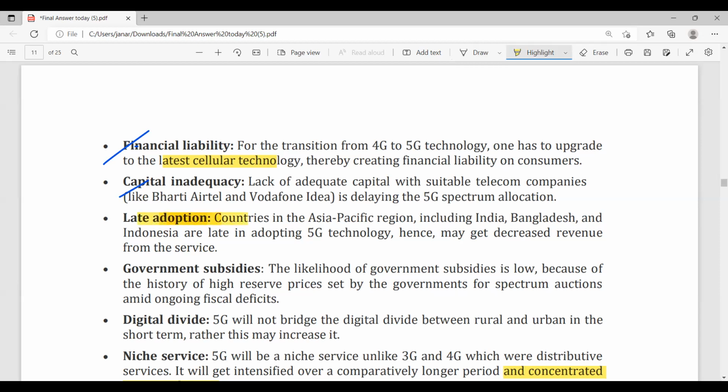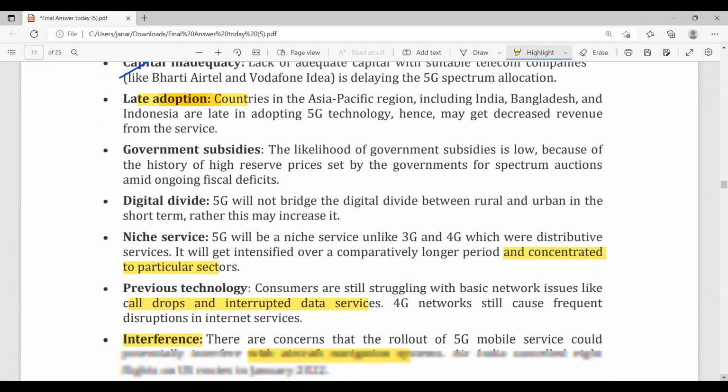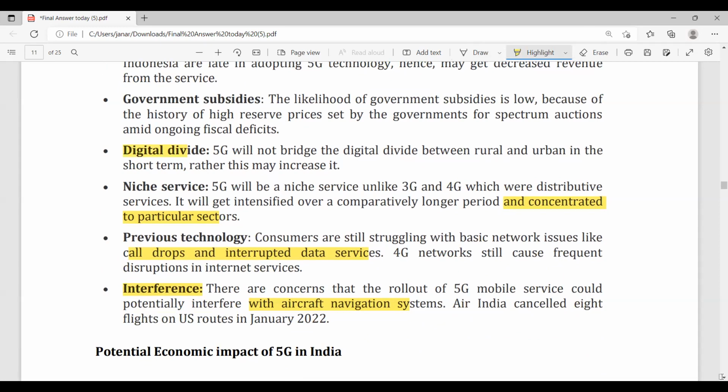We have to quickly go towards it. Government subsidies issue is also there. Digital divide, no doubt, is a common point with respect to all these technologies. So anyway, there is a probability of inequality in technology penetration also. Only a few areas, a few regions will be covered first rather than all of them.